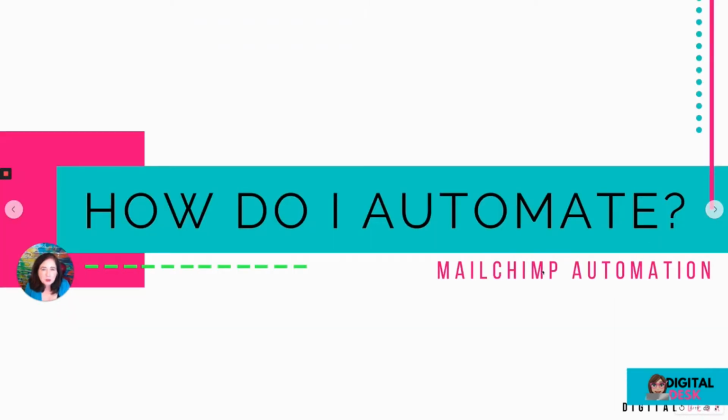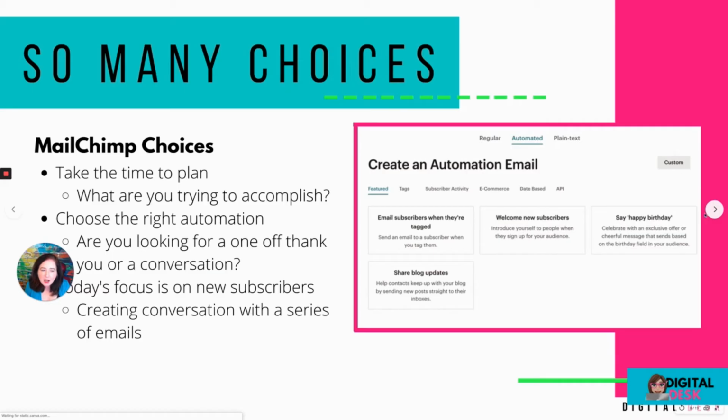Now how do you automate? Well, it's pretty simple actually, and it's different ways for different things. So MailChimp choices. You want to make sure that you take the time to plan out why you're automating. First of all, figure out what is it that you're trying to do. Are you just trying to automate something and get it off your desk? If that's the case, you need to be careful on how you're actually going to automate so it doesn't look like that's all you're doing.